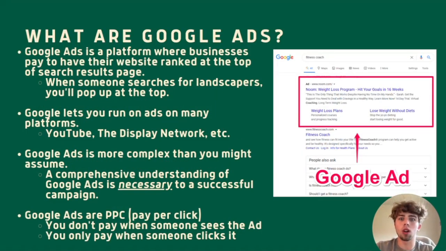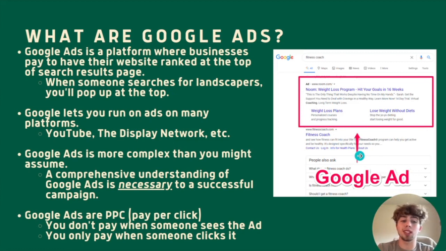So let's dive in. What are Google Ads? Good question. Google Ads is a platform where businesses pay to have their website ranked at the top of the search results page. Everyone knows the search results page. This is it on the right. And here's an example of a Google ad. Someone searched up fitness coach, and this number one search result right here, it says ad at the top, as you can see. That is a Google ad. Someone is paying to have that show up at the top.